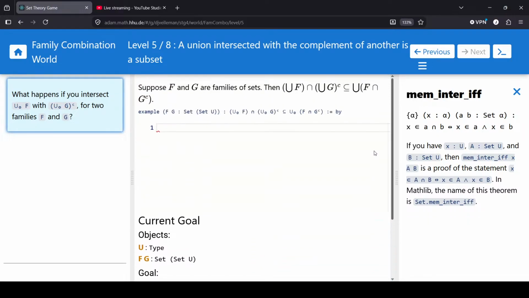So what happens if you intersect the union of F with the union of G's complement for two families F and G? Suppose F and G are families of sets. Then the union of F intersect the union of G's complement is a subset of the union of F intersect G's complement.